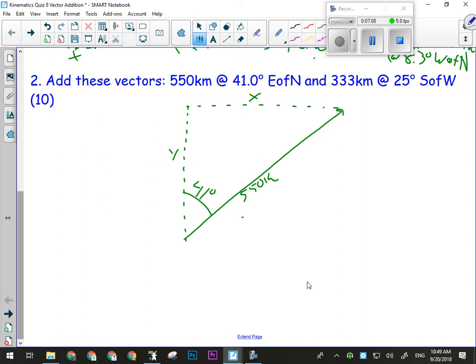And then I have 333 kilometers, 25 degrees south of west. Okay, so 333. It's going to be obviously shorter than that, but it's 25 degrees. That might be a little long, but we'll go with it. So it's going to end up something like that. We'll have blue X and blue Y, and then we'll draw our resultant in red here.